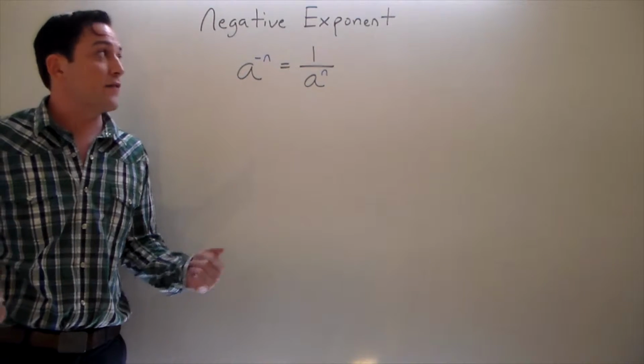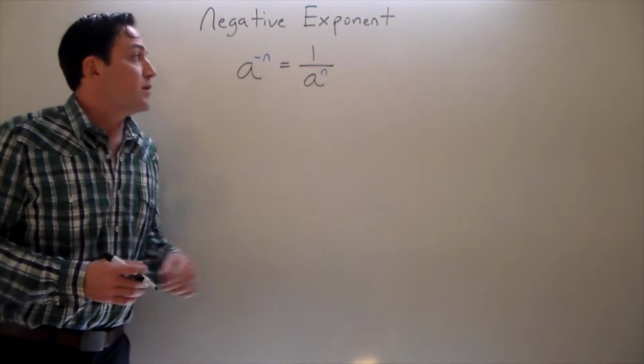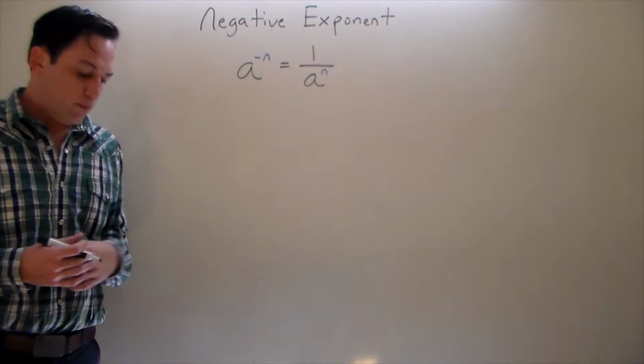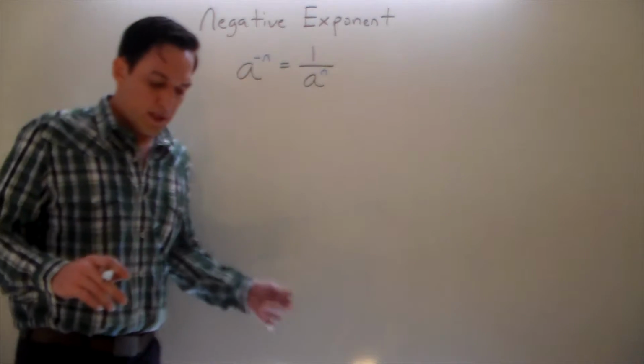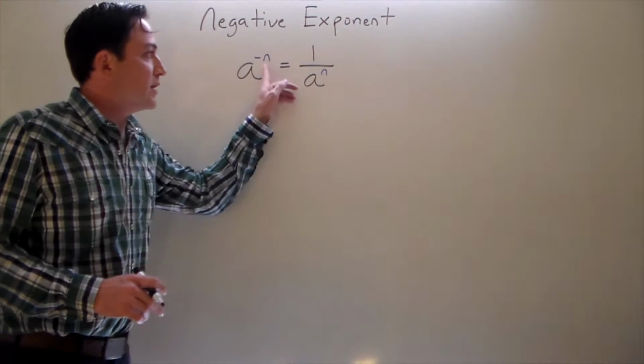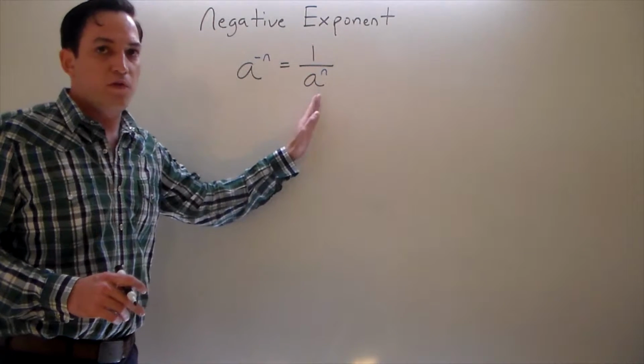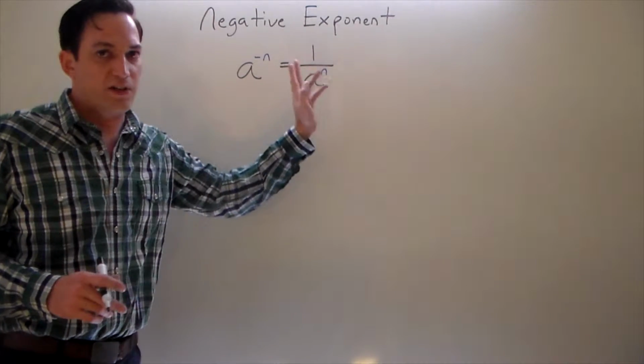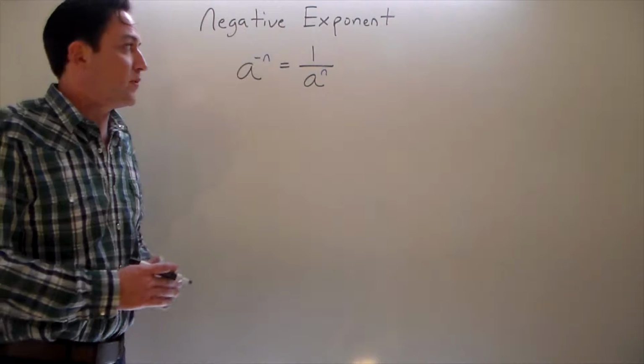Alright, so here we go. We have the negative exponent rule. So right here, this is, I think, probably one of the more confusing of the rules because you're just not used to seeing a negative go away and you just moving something into the denominator or vice versa. But the rule is actually pretty simple.